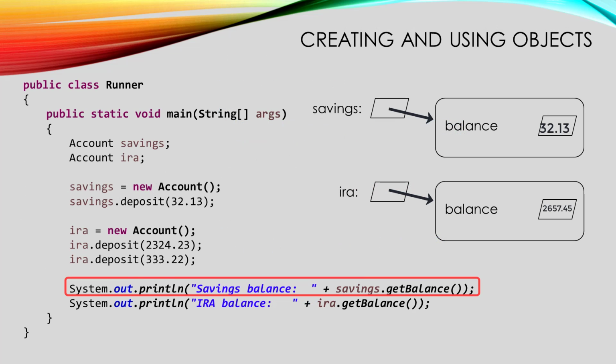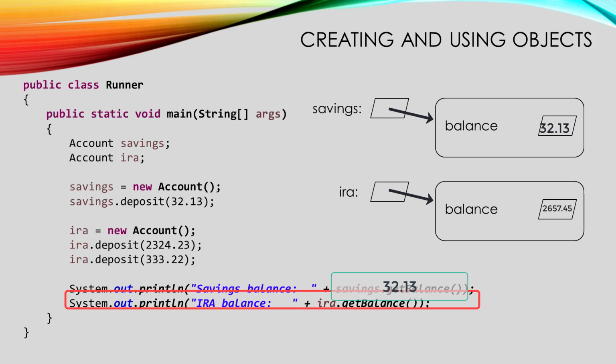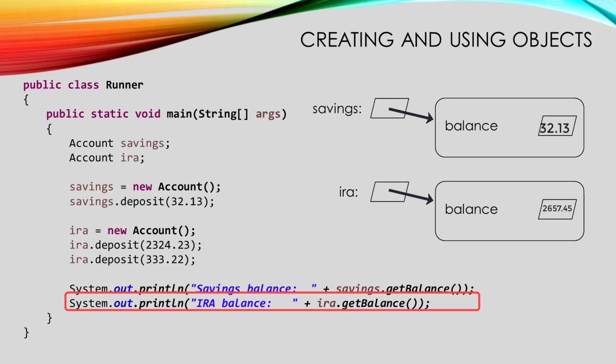The balance variable of the savings object has a value of 3213. So savings.getBalance evaluates to 3213, and this will print out "savings balance: 3213." Similarly, getBalance called on the IRA object will evaluate to 265745, and this will print out "IRA balance: 265745."